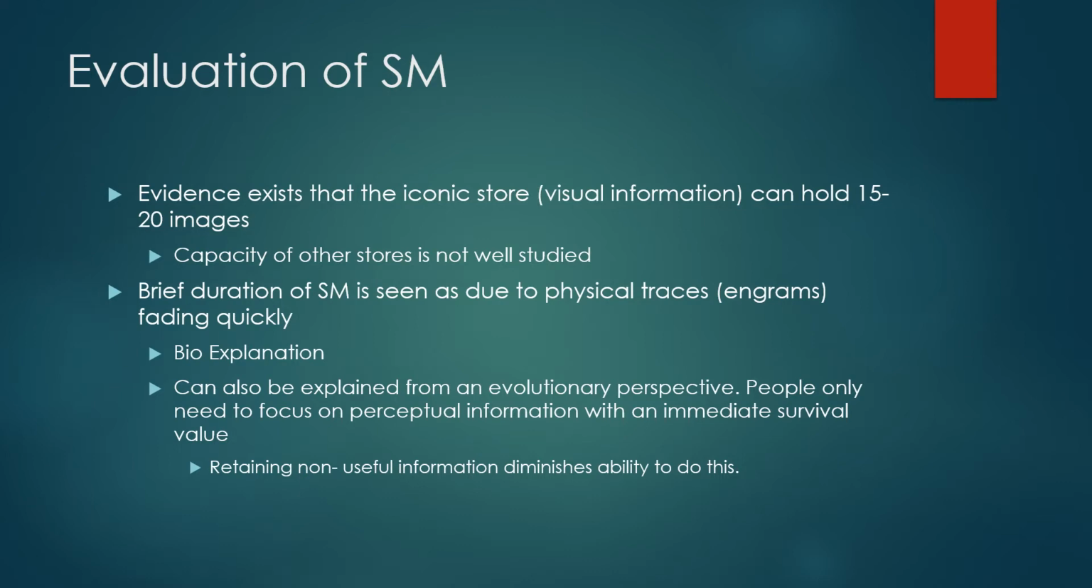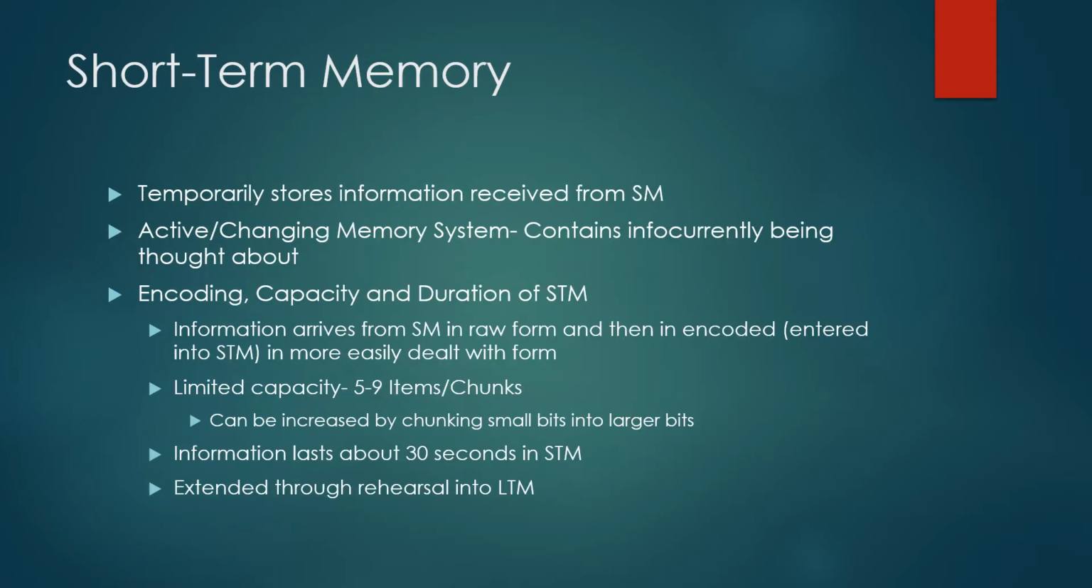The next type of store here is short-term memory, and this temporarily stores information that is received from sense memory, and it also temporarily stores information that has been retrieved from long-term memory. That makes it a very active and changing memory system. Oftentimes it lasts about 30 seconds, and so if it is sense information that has not been paid attention to or encoded in some way, then it's most likely going to be forgotten and not put into long-term memory.